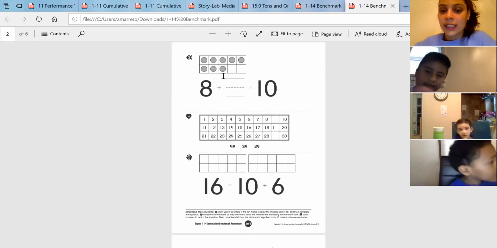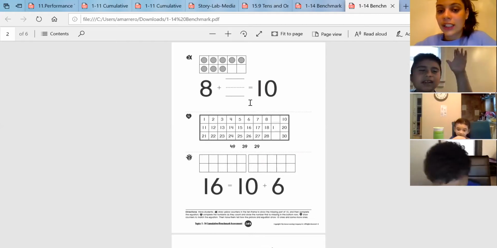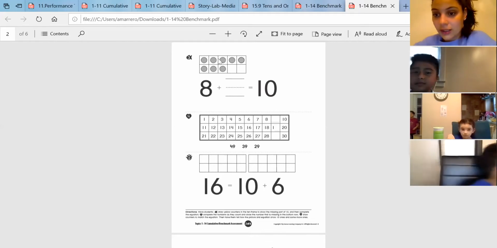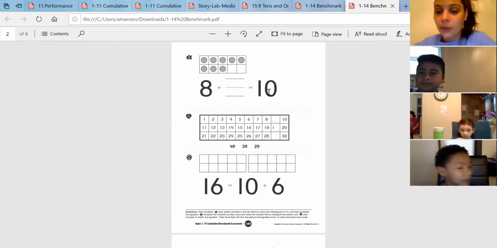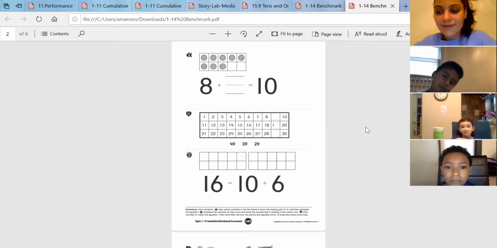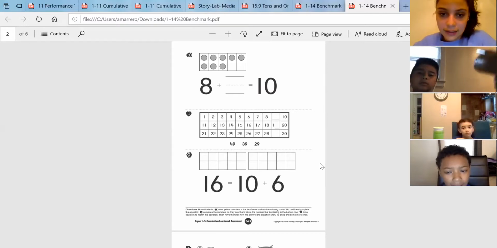Then we have this nice addition equation, and there was a missing part. The whole was already there. The whole was 10, the missing part. I'm not giving you the answer to this one either because this one's easy for you. So you start at 8 and you count how many more to get to 10.